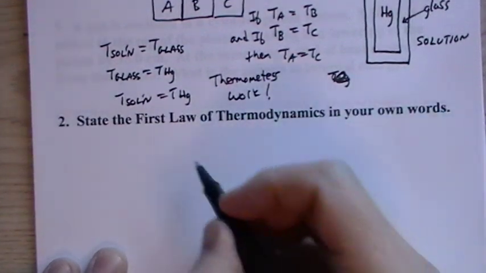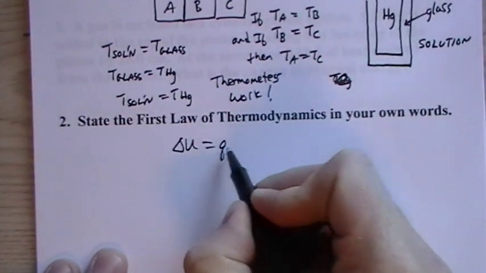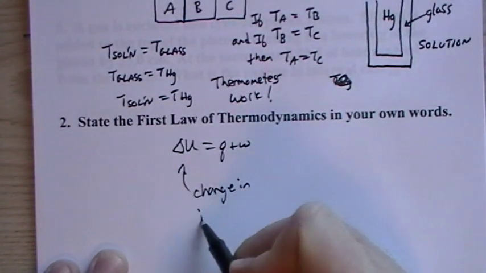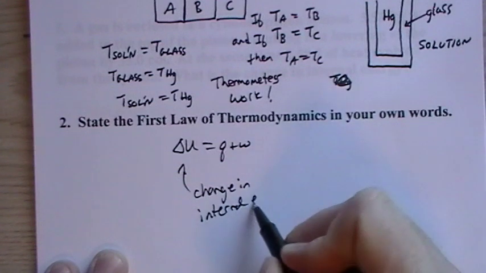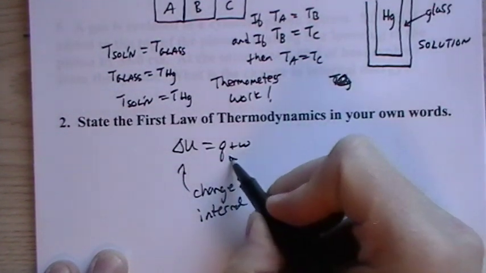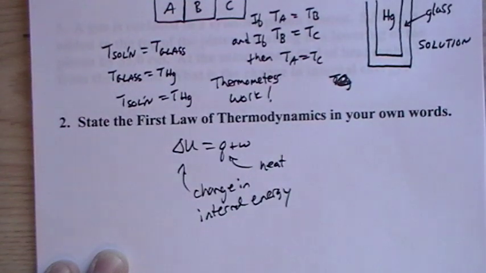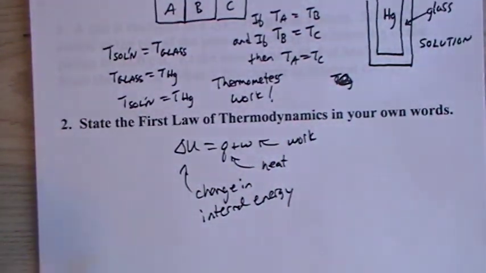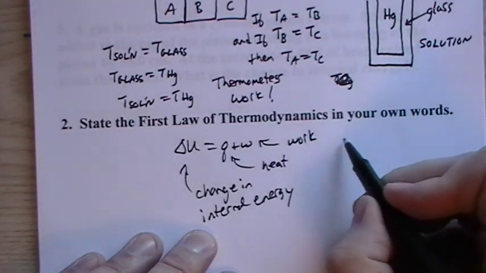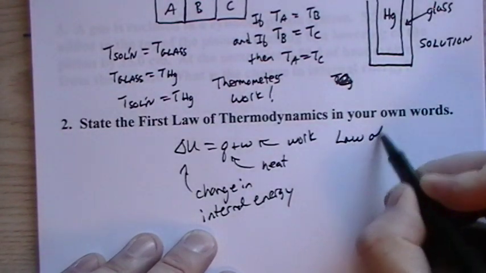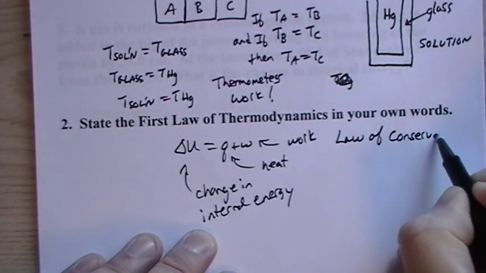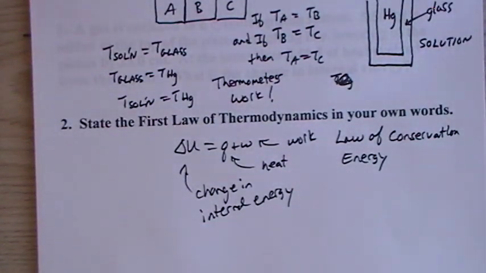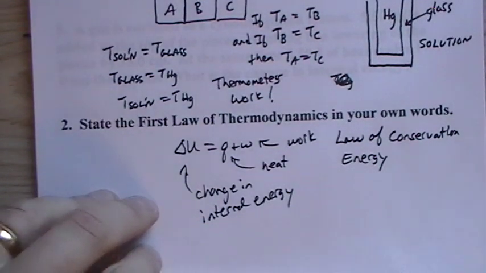State the first law of thermodynamics in your own words. Well, here's the equation. So you can just state the equation. It's the change in internal energy of a system is equal to the heat that comes in or goes out of the system plus the work that is done on the system or by the system. So this is also basically the law of conservation of energy. The first law keeps track of all the energy that's used in any system.